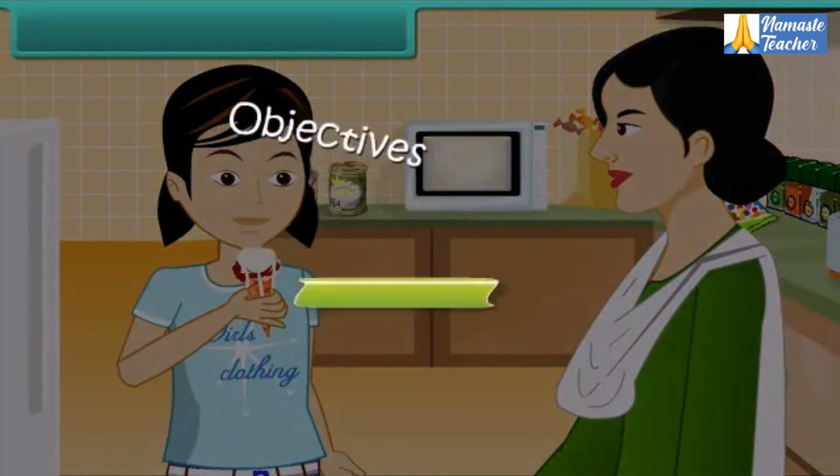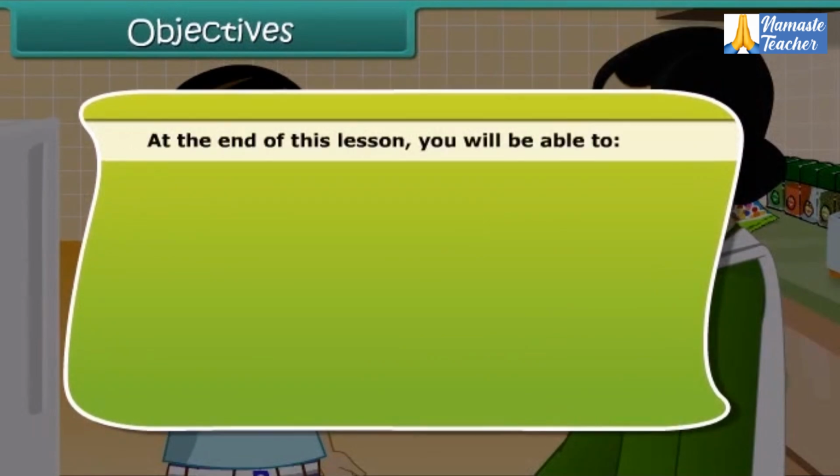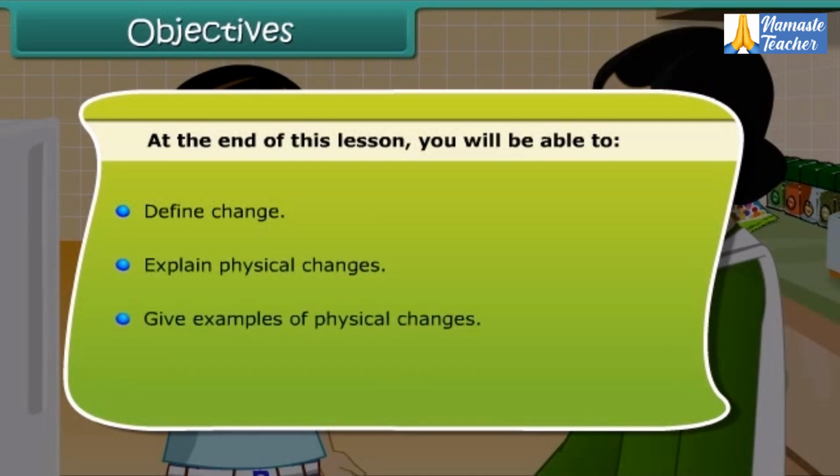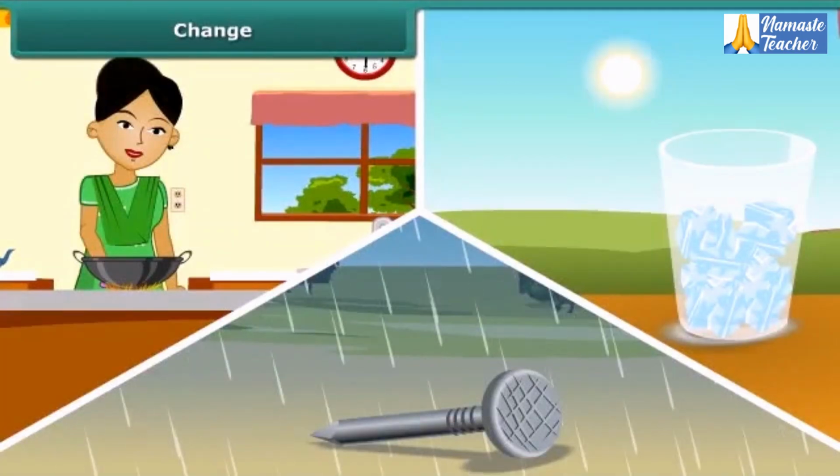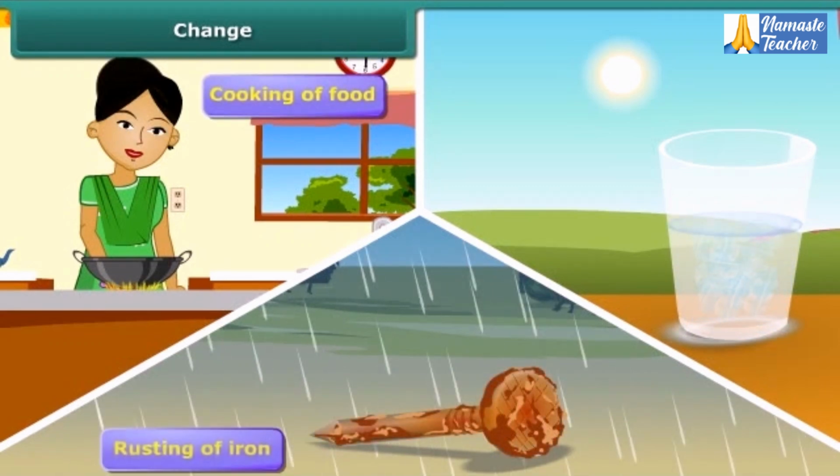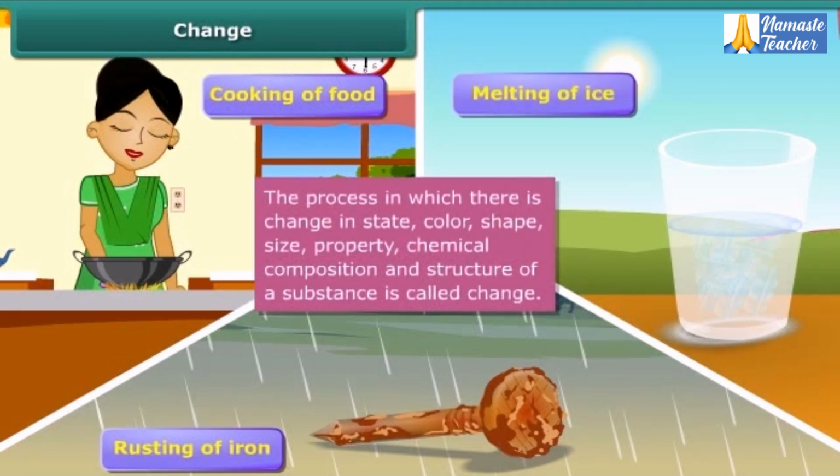Objectives. At the end of this lesson, you will be able to define change, explain physical changes, give examples of physical changes. We observe many changes. Some examples of changes in our daily life are cooking of food, rusting of iron, melting of ice. Change is a process in which the properties like state, color, shape, size, chemical composition, and structure of a substance is altered.